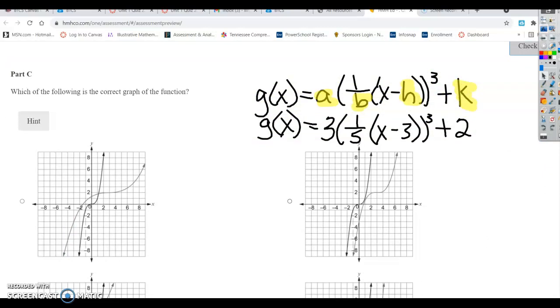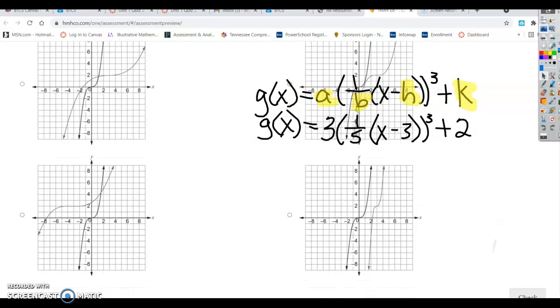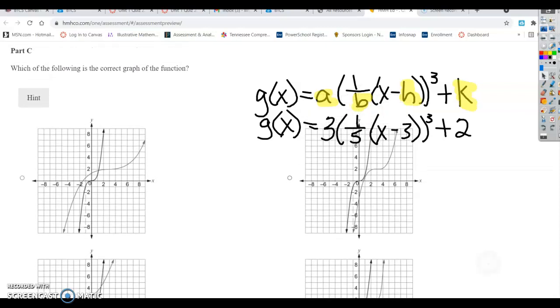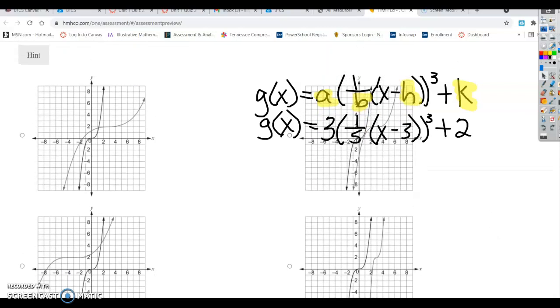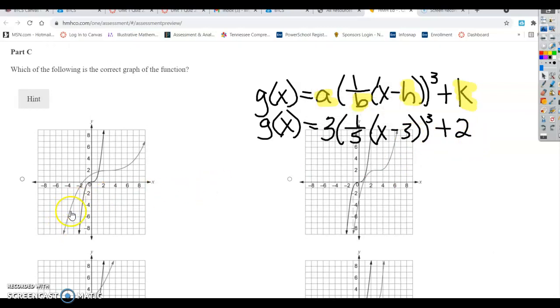Which of the following is the correct graph of the function? You know it's going to be a transformation of the parent function. You can see each one of these, the dark line, goes through 0, 0. This is the parent function. Then you've got to decide which one shifts it in these directions. H and K are pretty obvious because this one's going to the right and this one's going up. The gray lines are the transformations. This one looks like it's going over 3 and up 2 for sure.